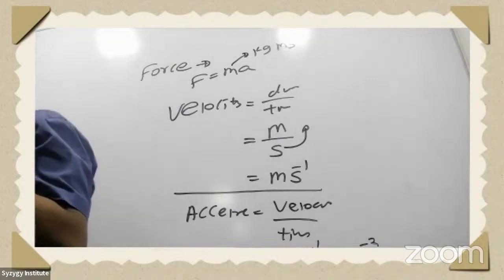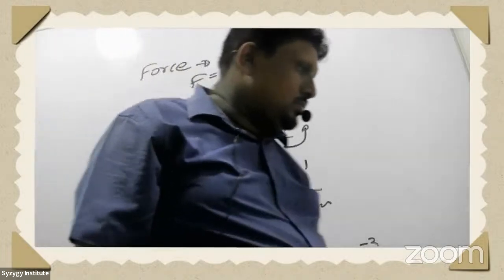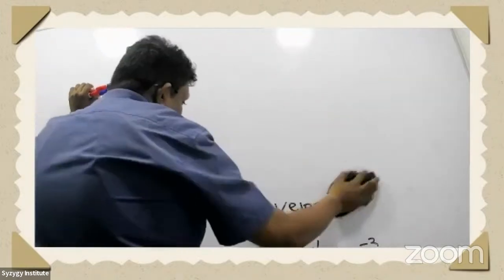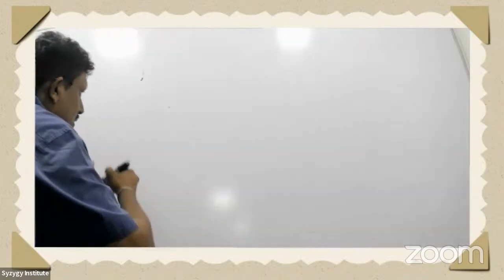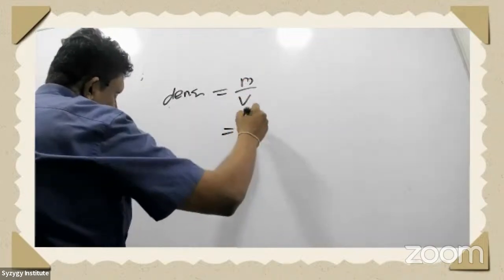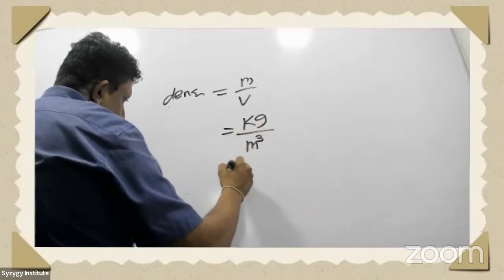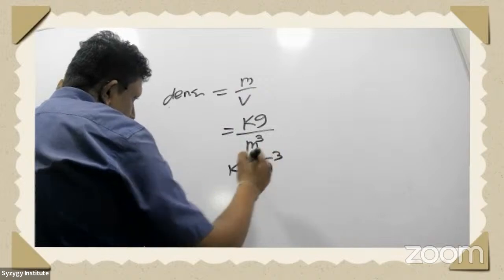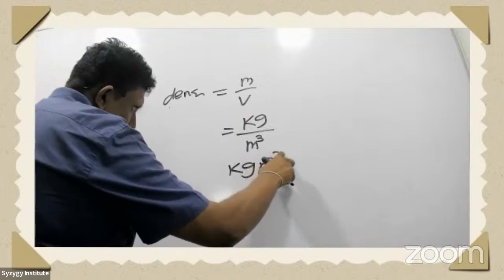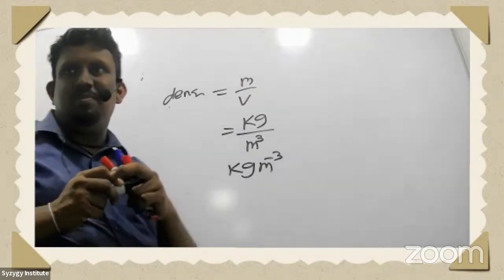Then density. You can write density is equal to mass over volume. Mass you can write in kilogram and volume in m cube. Then kg m minus 3, kilogram per cubic meter. Density. And momentum. What is momentum?